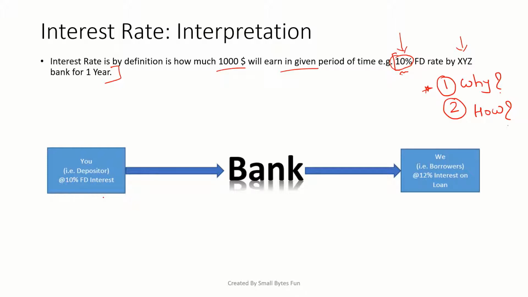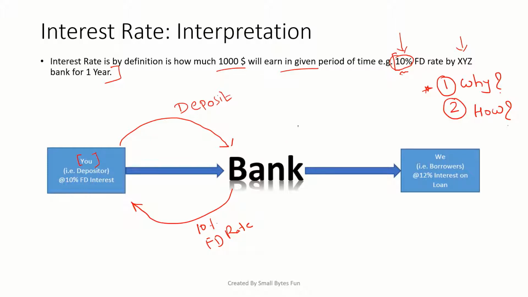So the diagram here, which many of you must have interpreted already, answers our first question, why. It starts with you and me. People like us have some money which we want to save for our future purpose. So we go to a bank and tell them we want to do a deposit. The bank says, okay, keep the deposits with us, we will give you a 10% interest rate. That is the FD rate.